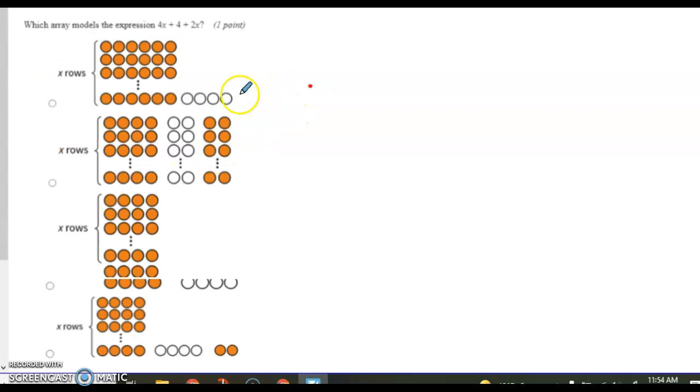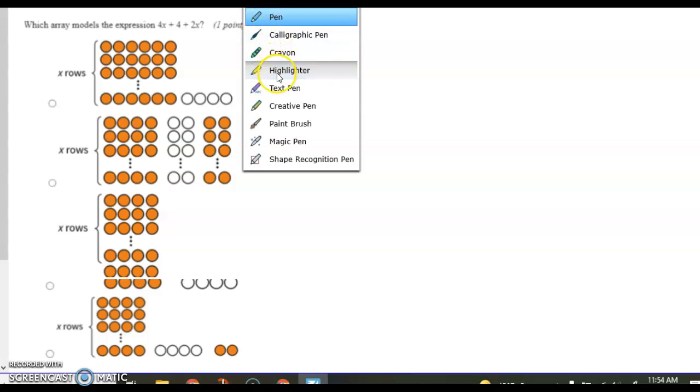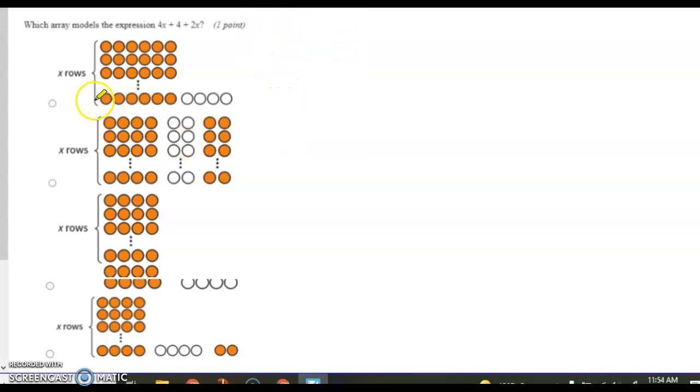Okay. I've got to be honest with you, I really don't like this question. So I'm just going to give you the actual answer on your quick check. It says, which array models the expression 4x plus 4 plus 2x's? I don't understand why there are all these extra lines involved. So I am just looking at, let me get a highlighter here. I'm just looking at this last line here. That's all that I'm going to look at.